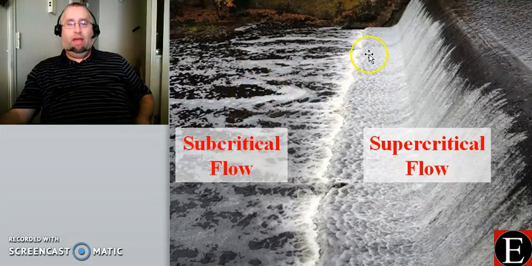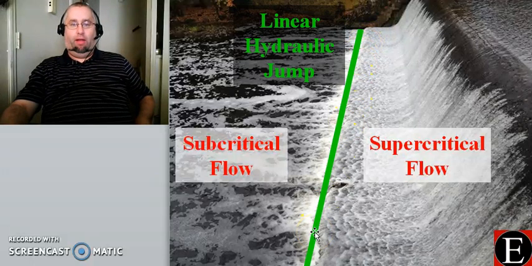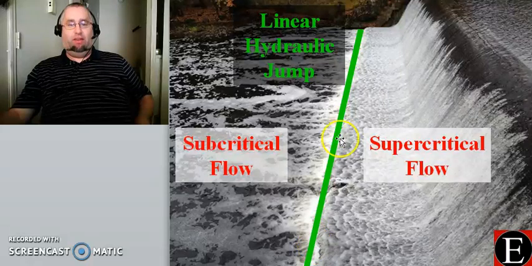Now, this boundary between supercritical and subcritical flow, that is the hydraulic jump. I will show you in the next video some moving footage to show you that this hydraulic jump is essentially a steady state phenomenon. It's fixed in location, but this hydraulic jump demarks the difference between the supercritical flow and the subcritical flow.